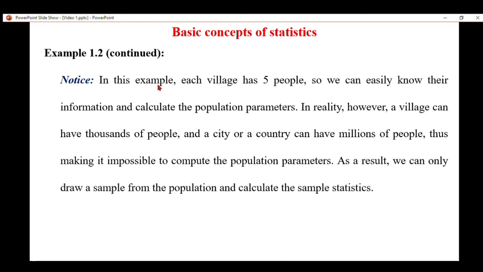In the example, each village has 5 people, so we can easily know the information and calculate the population parameters. In reality, however, a village can have thousands of people, and a city or a country can have millions of people, thus making it impossible to compute the population parameters. As a result, we can only draw a sample from the population and calculate the sample statistics.